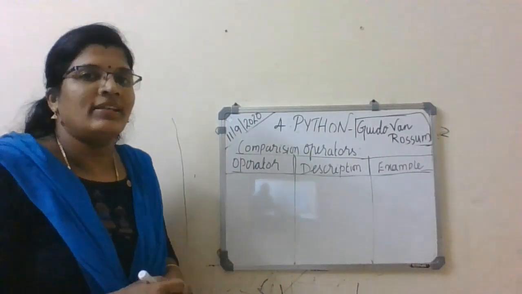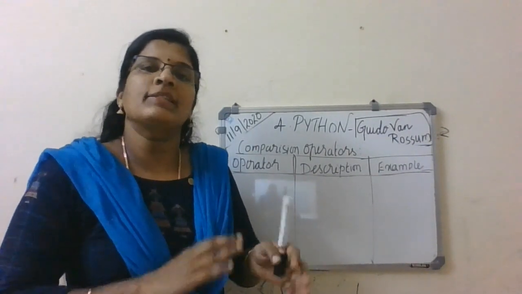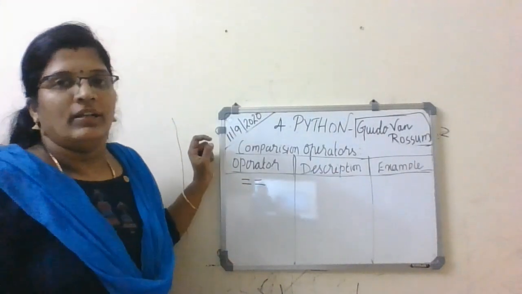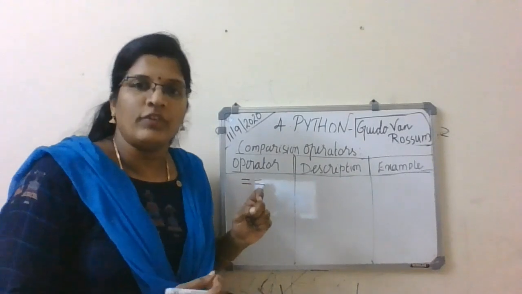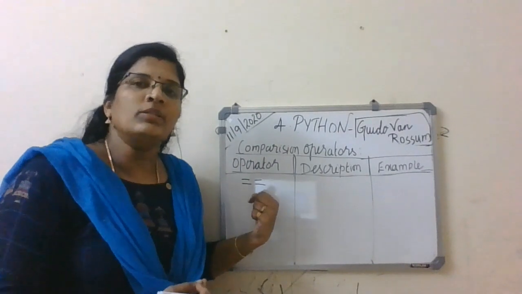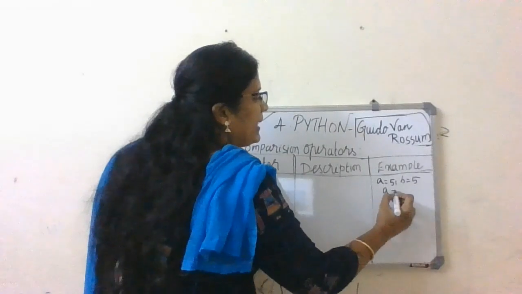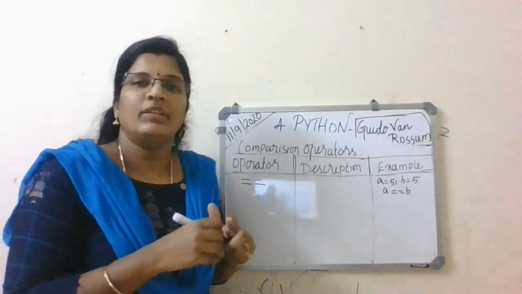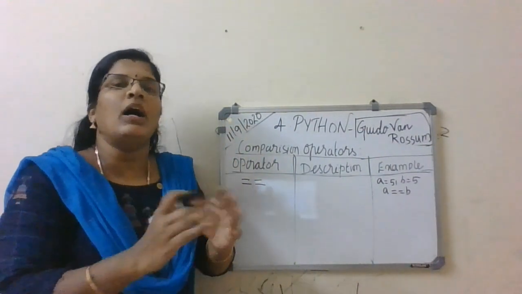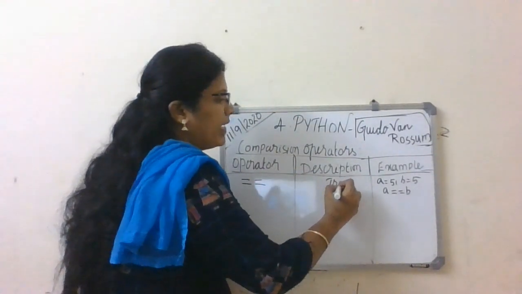So for comparison, if I have taken the values of A and B and both are the same, that means equal. This is called equal. If the value of the first operand and the second operand are equal, for example A is equal to 5, B is equal to 5, we can write A is equal to B. That means the values of A and B are equal, so the condition becomes true.